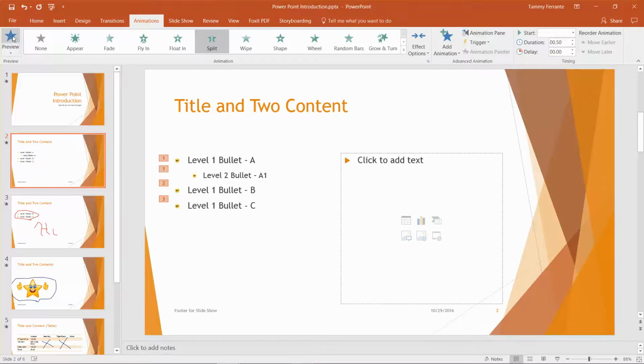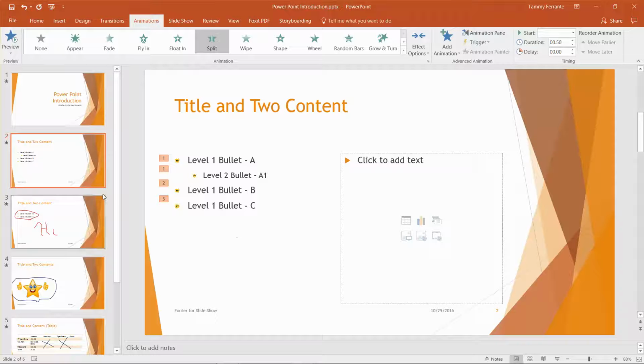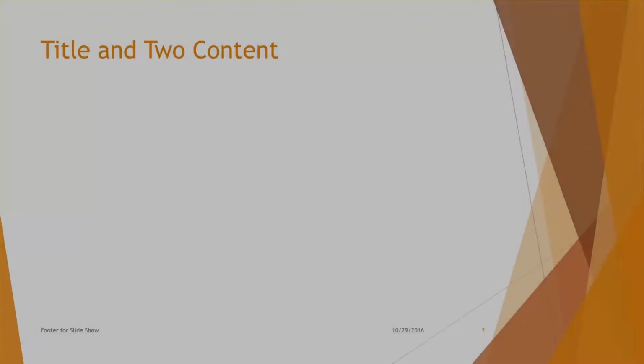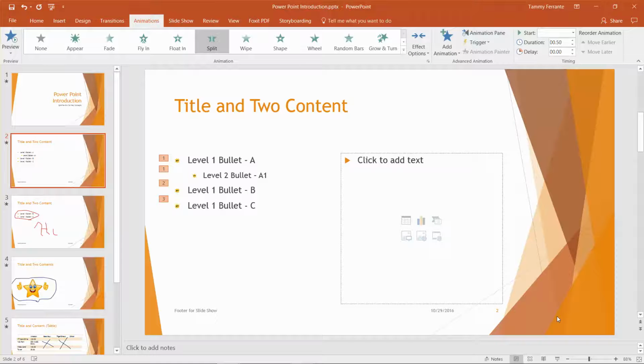Now I can preview this from here. I don't have to play the entire show just to play a preview of the transition. I can also click on here and it'll give me a preview as well. So there's more than one way to play transitions and animations.